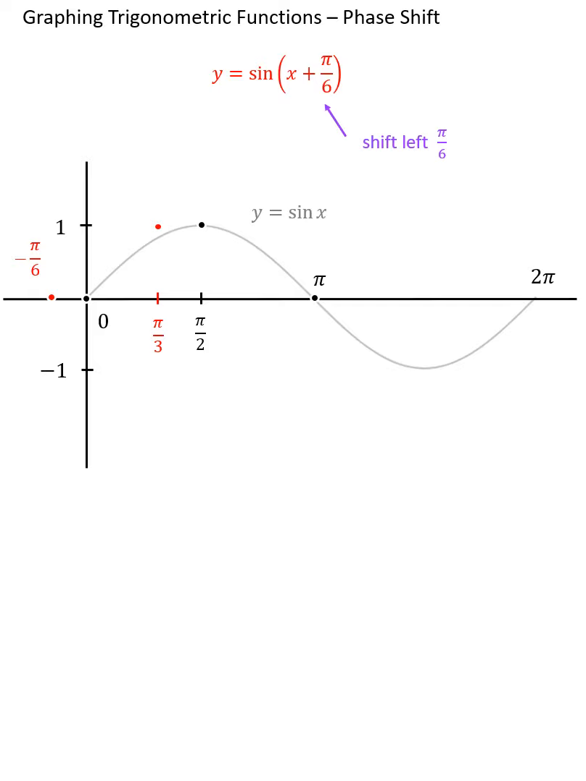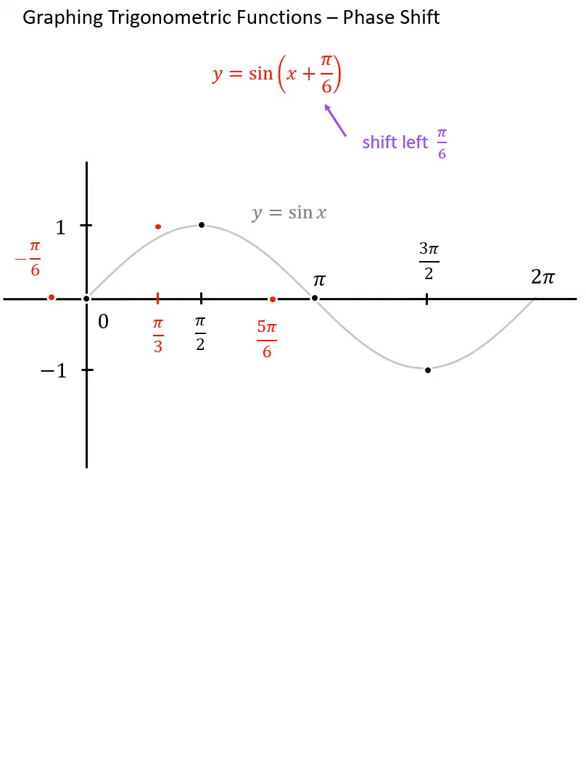Here's another important point on the sine function, and that too we can shift left pi over 6 spaces. So that would be pi minus pi over 6. I worked out pi minus pi over 6 on scratch paper and got that. And that's going to be our new x-intercept for the function we're currently graphing.